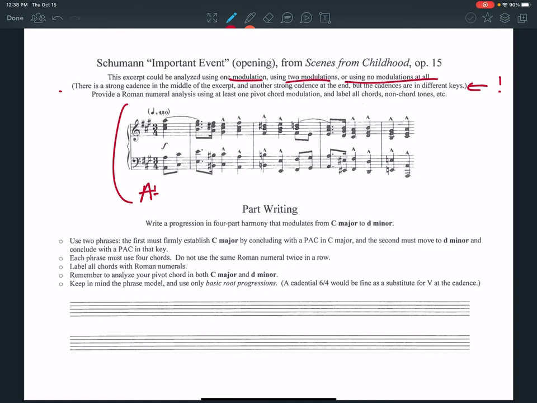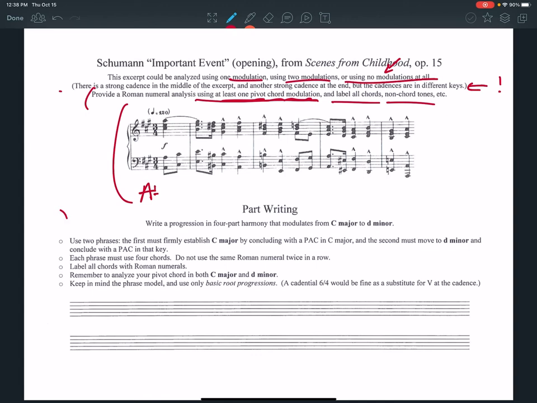Do a Roman numeral analysis using at least 1 pivot chord modulation, label all chords and non-chord tones. So it could be analyzed using no modulations, but we want you to do a Roman numeral analysis using at least 1 pivot chord modulation because we're forcing you to modulate. Though maybe consider, as you're listening to it, if that's necessarily what you're hearing.